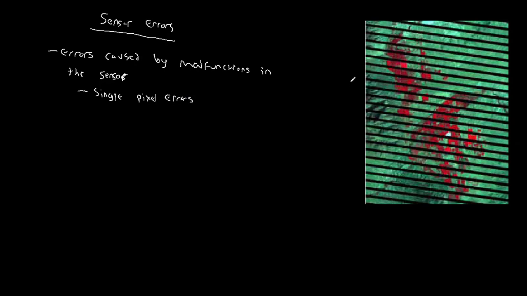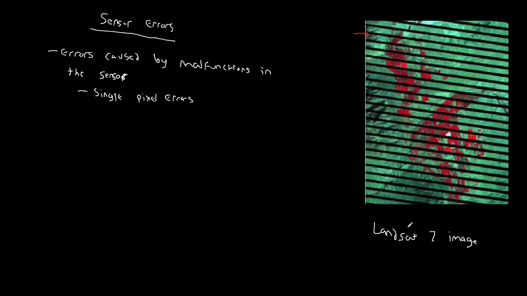But what I want to do here is focus on this diagram over here, which is an example of a fairly dramatic sensor error. And this, for reference, is a Landsat 7 image. What you might hopefully notice immediately here are these black stripes that run at an angle down across the image. And these are actual errors.